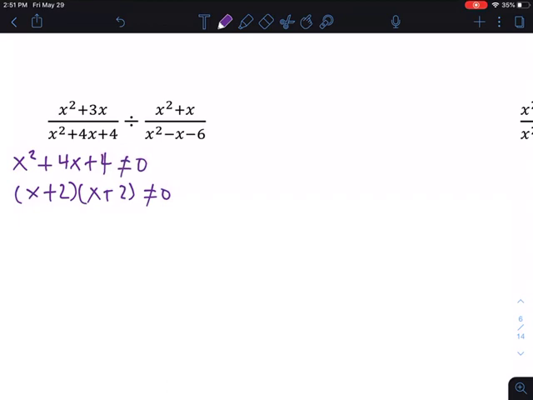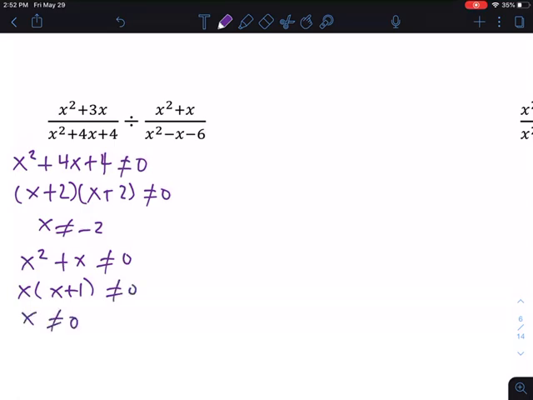And then that's our happy instance again, where if we were to set each bracket not equal to 0, it would give us the exact same thing. So we only need to set the first bracket not equal to 0 to get x cannot be negative 2. Second denominator: we have x times x plus 1 cannot equal 0. So that means that x cannot equal 0 and that x cannot equal negative 1.